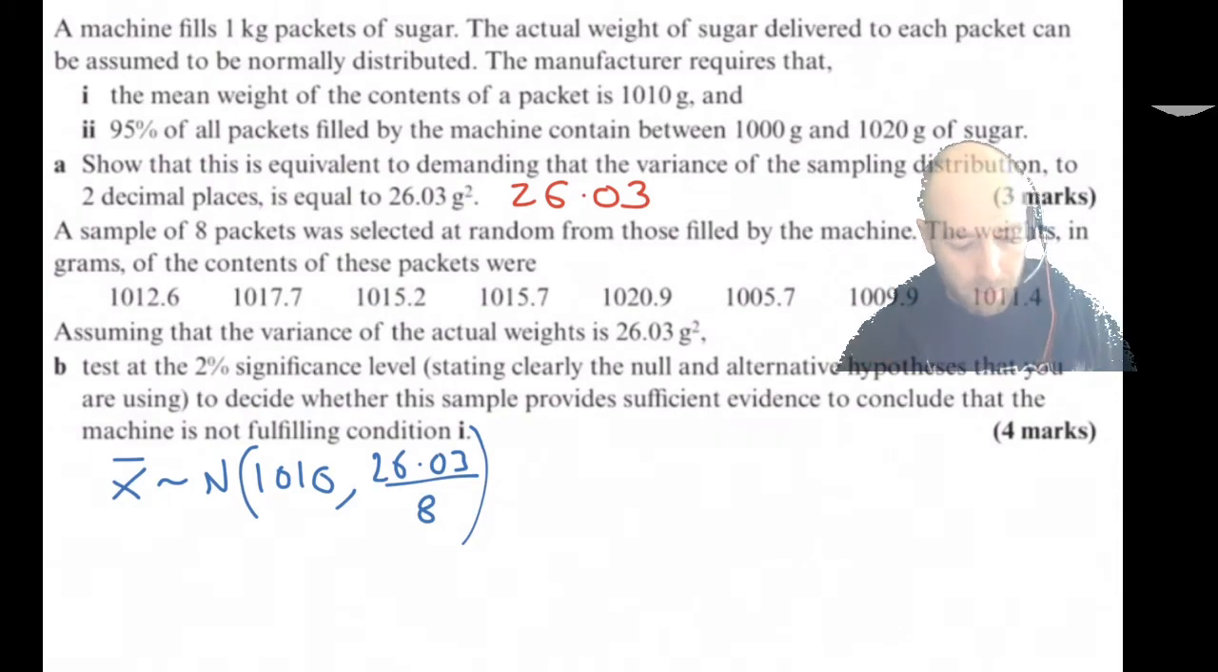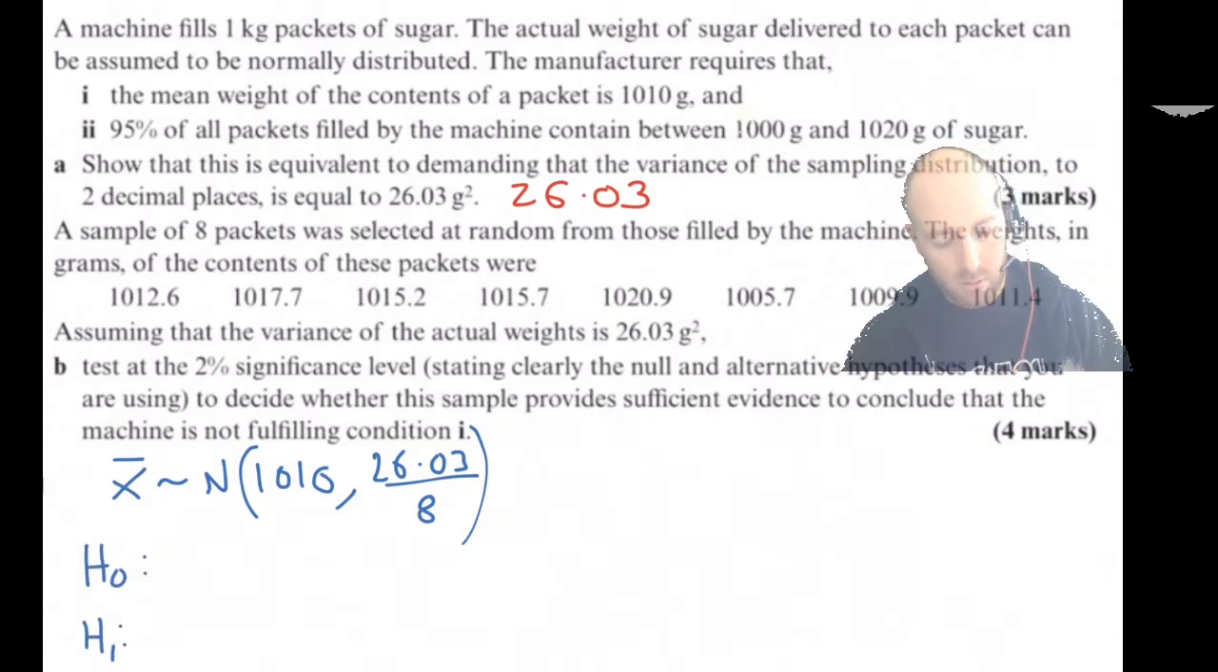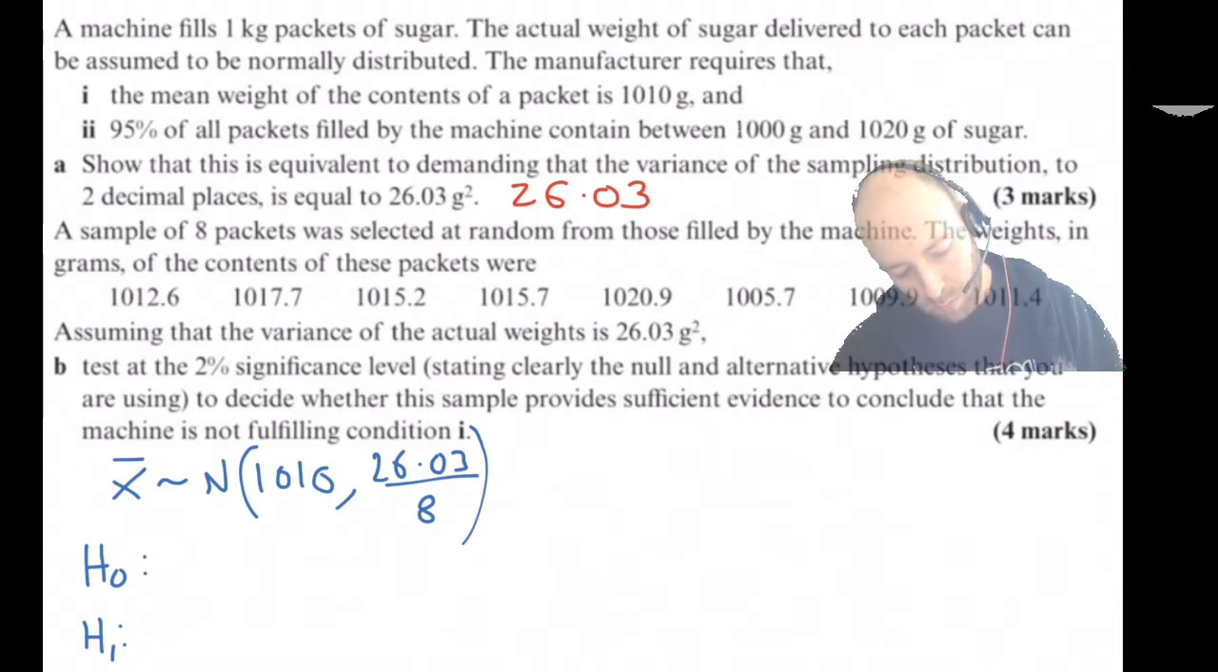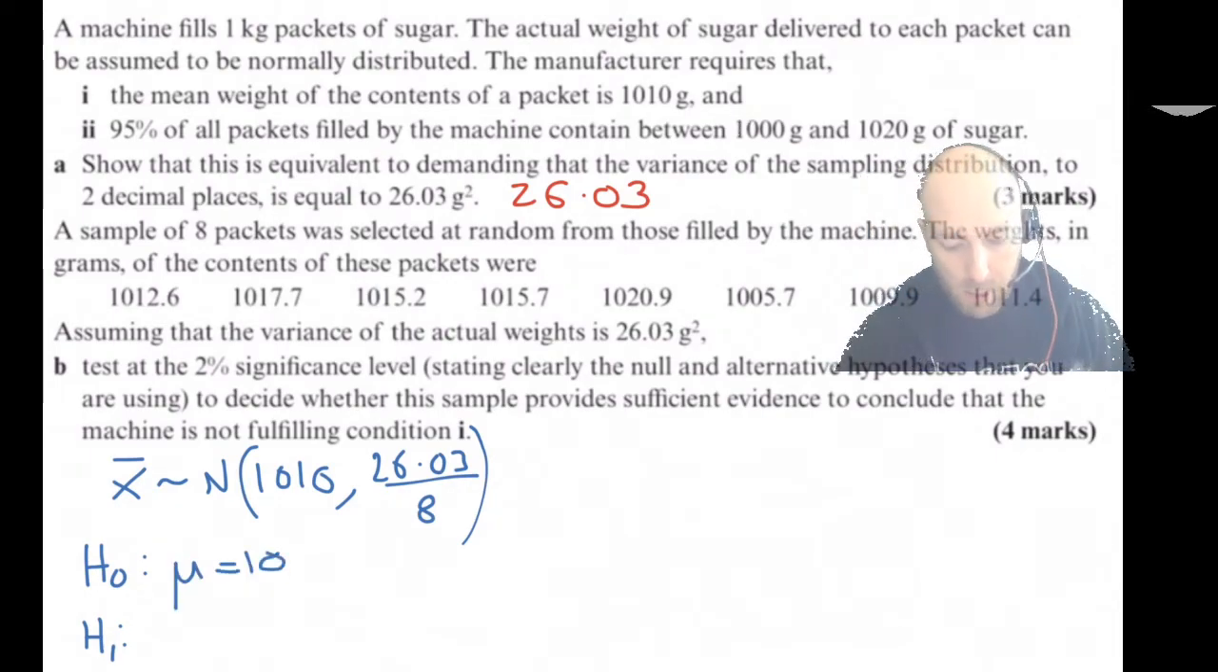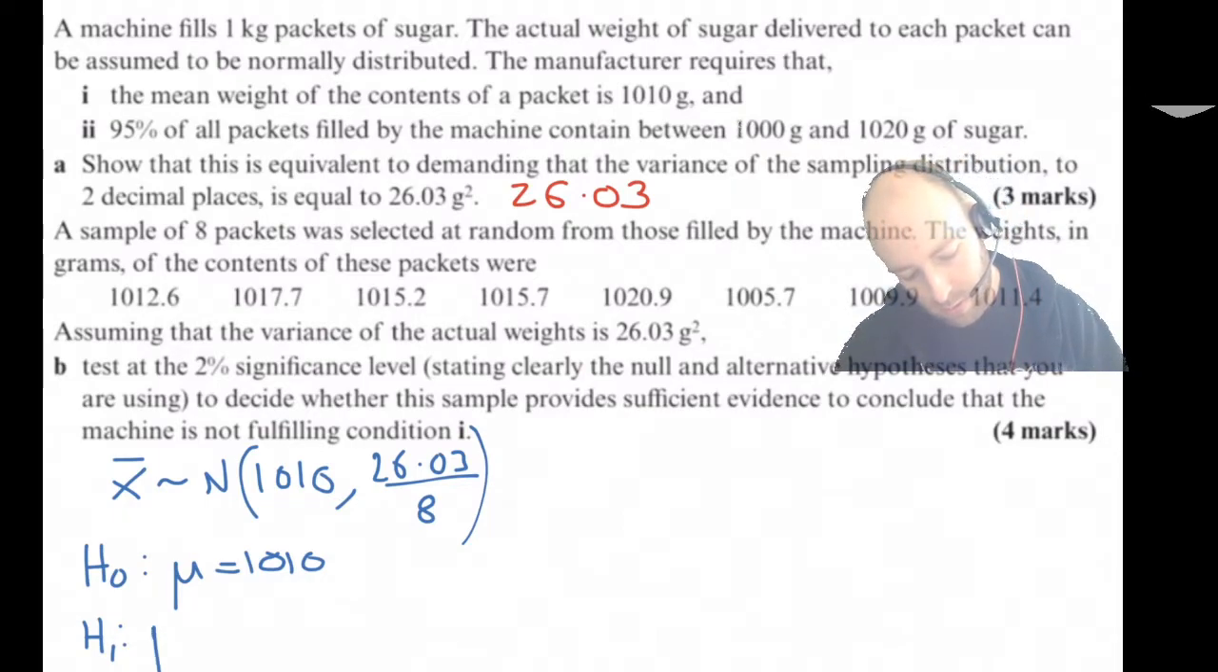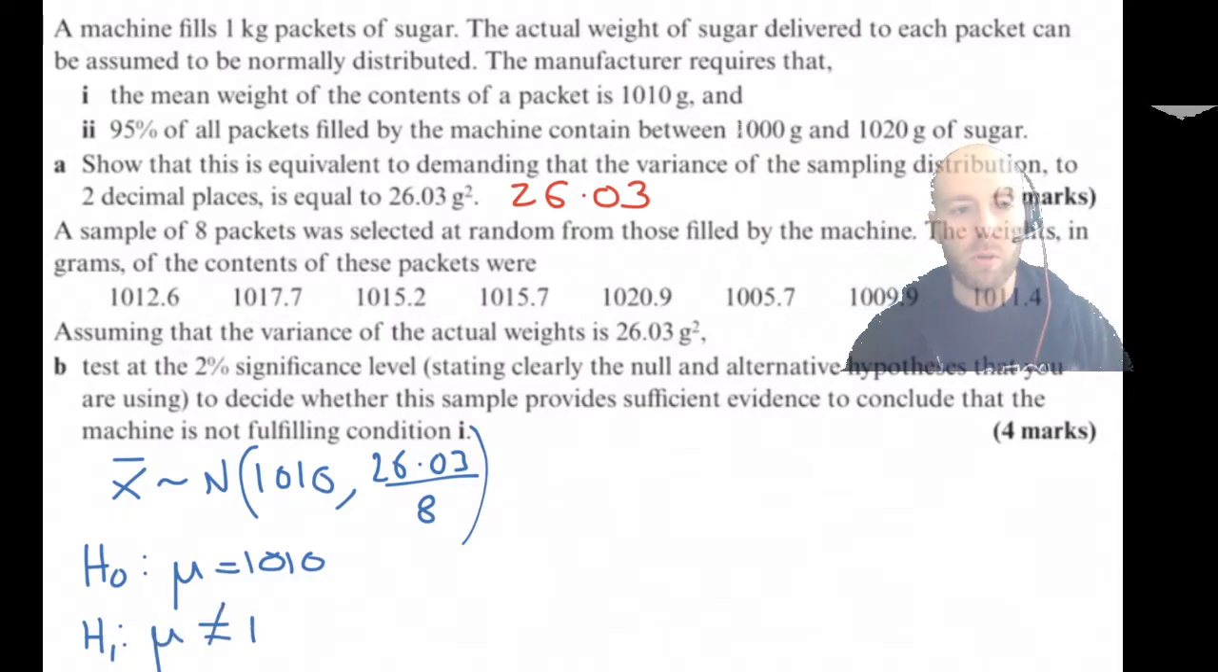Okay, so we're going to use a 2% significance level for our test. So we're going to state our null and our alternate hypotheses. So the null hypothesis is always that nothing's changed. So we're going to say mu equals 1010. If we read through, basically we're trying to decide if the machine is not fulfilling condition I. And condition I was just the mean is this. So if it's not fulfilling that, we're testing if the mean is not 1010 anymore.